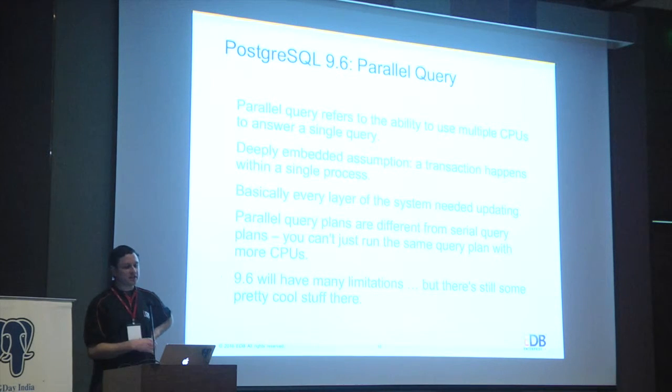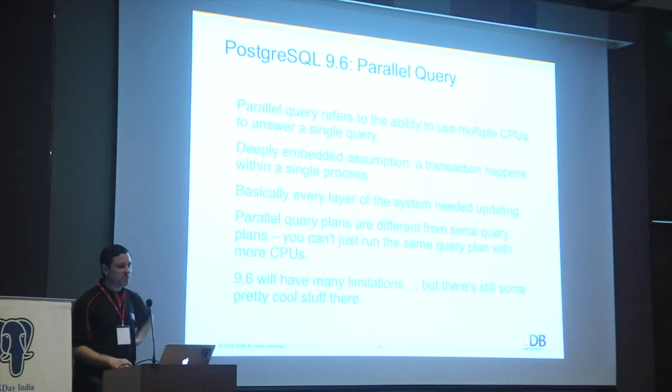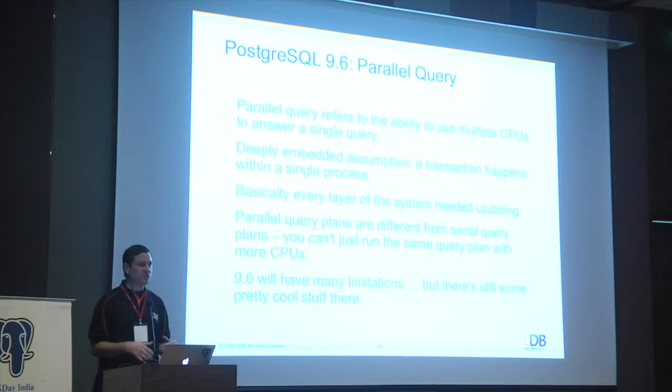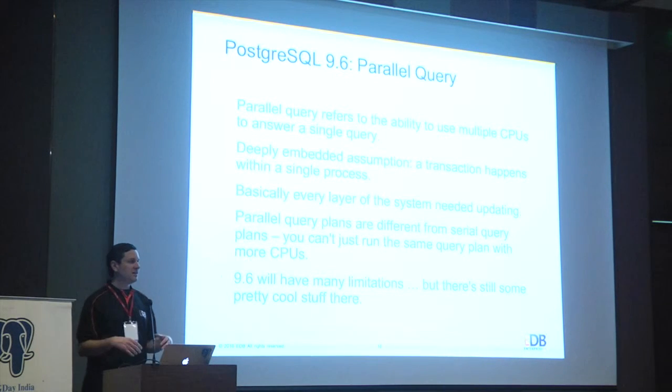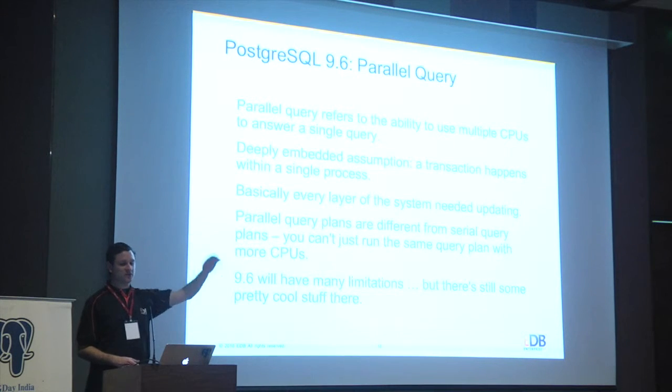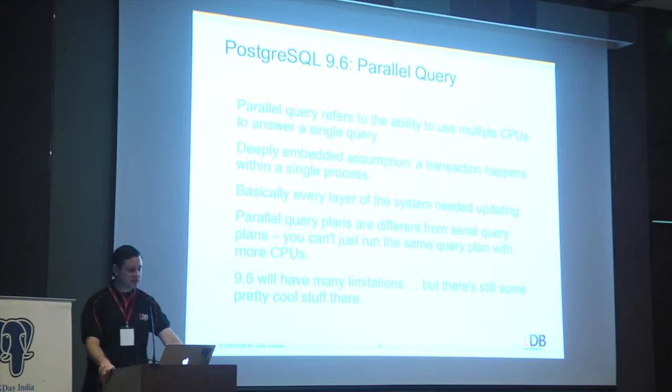Just to say a little bit about the development of that feature, because we have not had parallel query for such a very long time, a lot of parts of the code had a deeply embedded assumption that a transaction is something that happens within one process. And all of those things had to be changed. So every layer of the system, from bottom to top, from the lowest level things that we use to do memory management to the highest level thing, which I would view as being the query planner in this case, all of those things needed to be changed. And that took a lot of work.